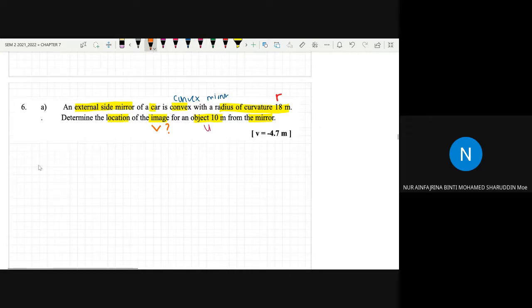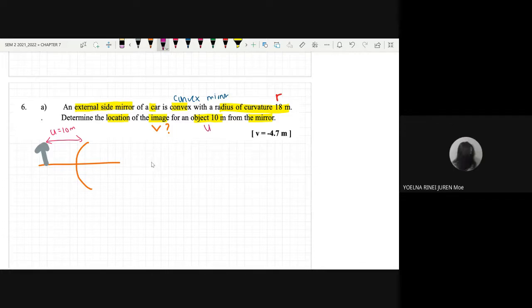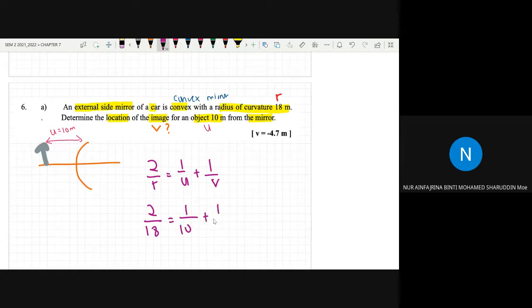So meaning we will have a convex mirror and the object is 10 meter from the mirror. So this is U. U is 10 meter. Okay, so Yoel, how do we find the location of the image? Can use the formula 2/R is equal to 1/U plus 1/V. Very good. 1 over U plus 1 over V. Where you will get 2/18 equals to U which is 10 and you want to find V. So the V you will get is negative 4.7 meter.